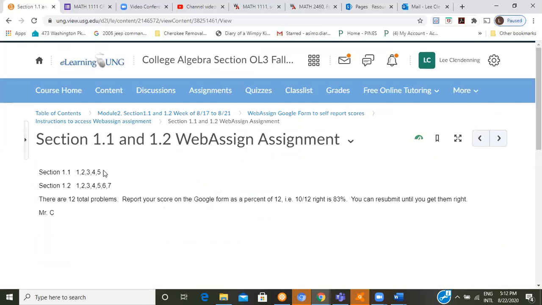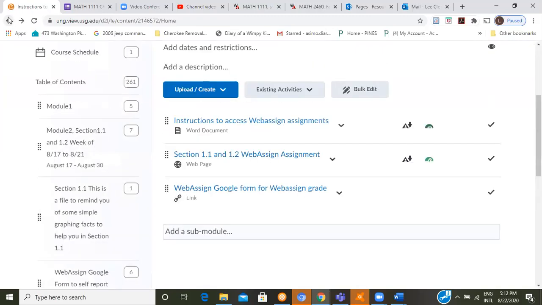So in WebAssign, section 1.1, problems 1, 2, 3, 4, and 5. And in 1.2, problems 1, 2, 3, 4, 5, 6, and 7. Okay, I'm trying to pre-screen it to leave some off. May not have left many off of that actually. But there'll be longer assignments further on. I may leave some off.